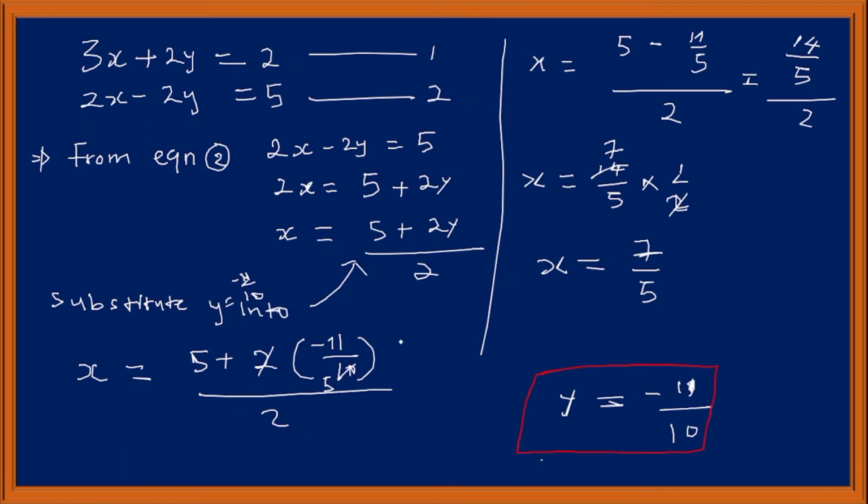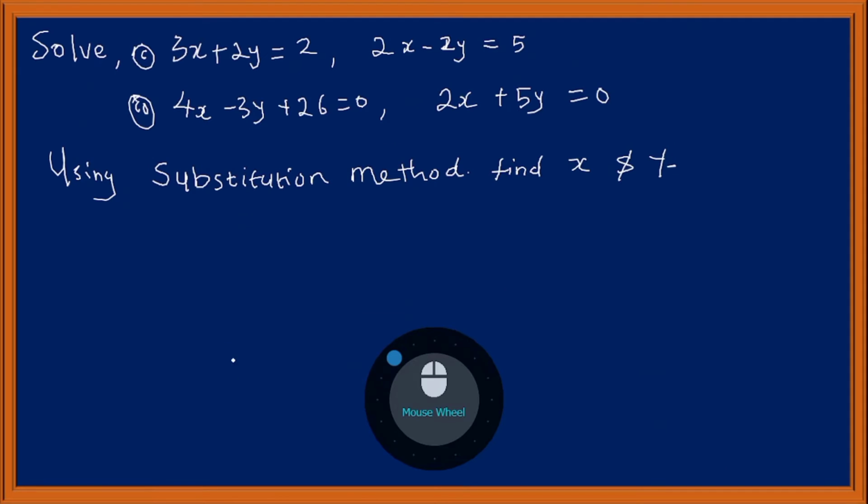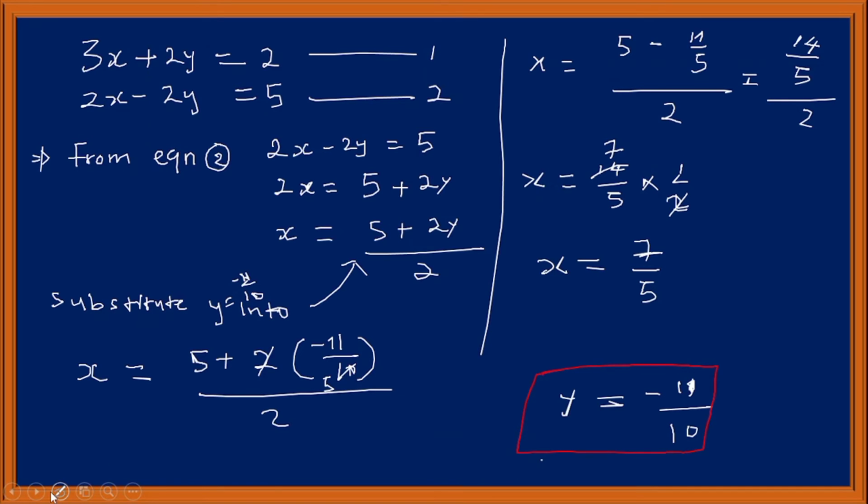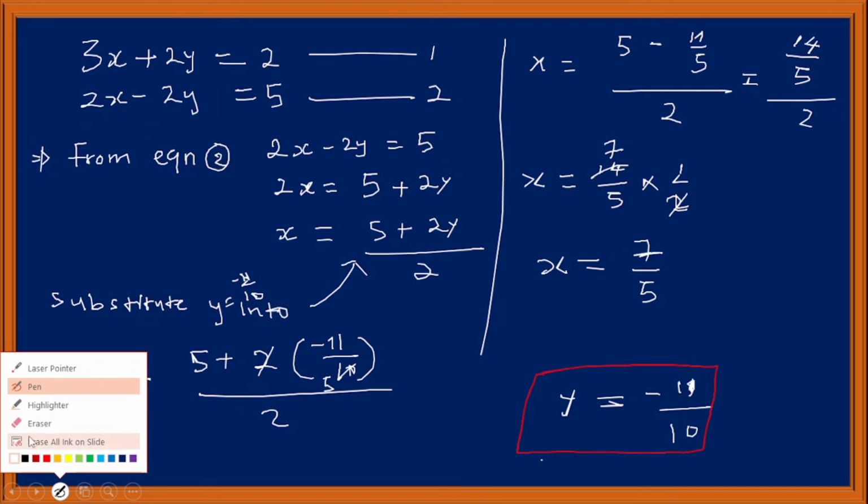Okay, let's look at the next question. The next question is 4x minus 3y plus 26 equals 0, and 2x plus 5y is equal to 0. So for more understanding of everything we did, I'm going to solve that. You can actually pause this video and do that yourself. So let's do it together. This is 4x minus 3y plus 26 is equal to 0.